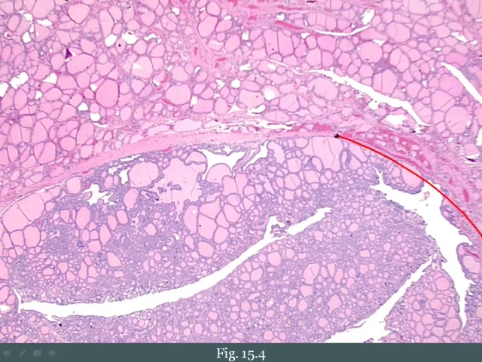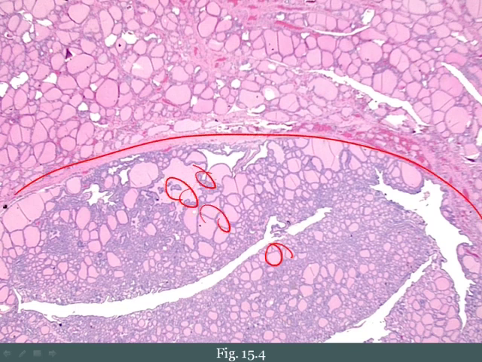However, notice that there's this dense pink capsule clearly demarcating this tumor from the rest of the thyroid gland. And again, that's the hallmark of follicular adenoma. You've got creation of all these follicle-like spaces, but it's clearly surrounded by a dense capsule.